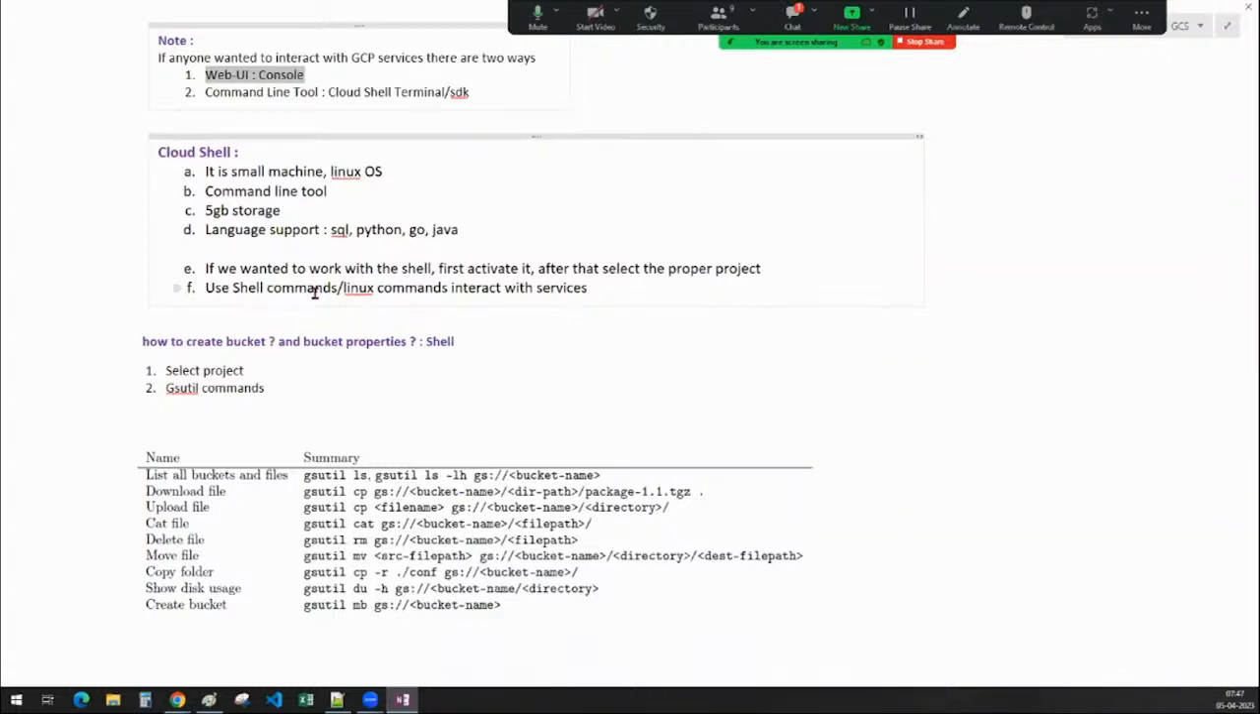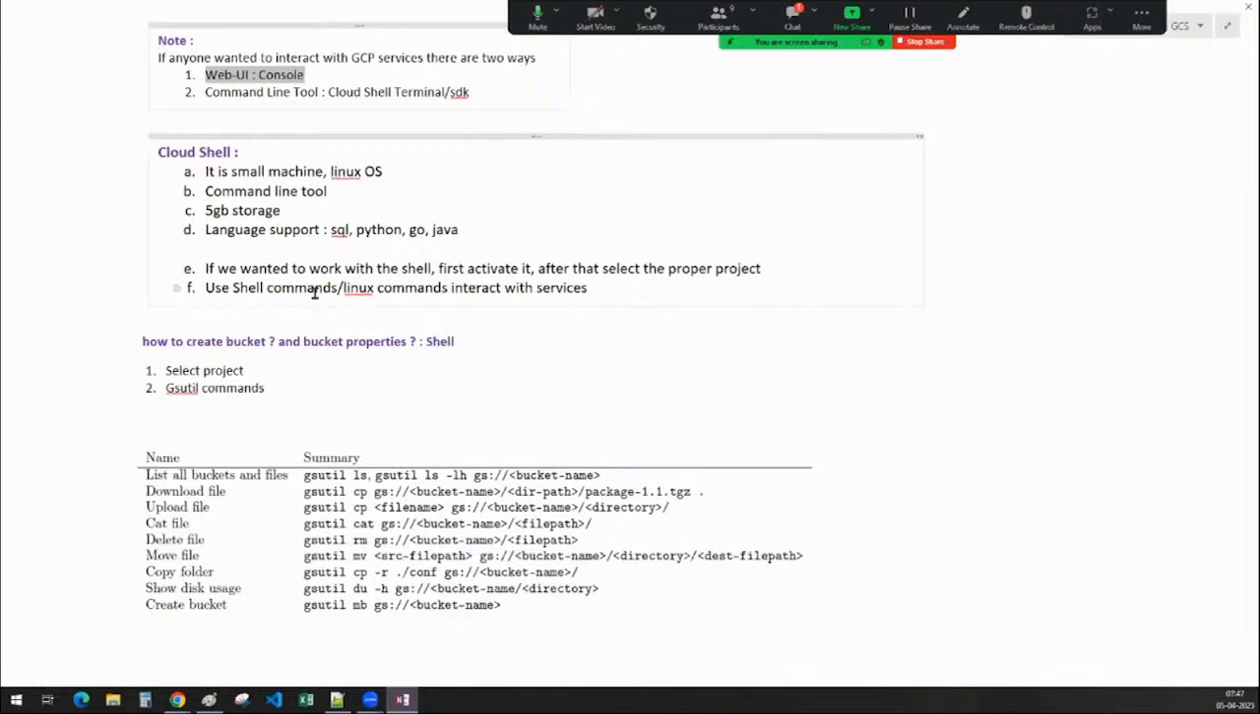If we want to work with the shell, we first activate it. After that, we select a proper project and use shell commands and Linux commands to interact with each and every service. So this is what a Cloud Shell is, guys. You should understand that the Cloud Shell is a very small machine. It has a Linux operating system, only 5 GB persistent disk storage, and language support for SQL, Python, Go, Java. Whenever you want to interact with any service from the Cloud Shell, you provide a proper command to interact with that particular service.